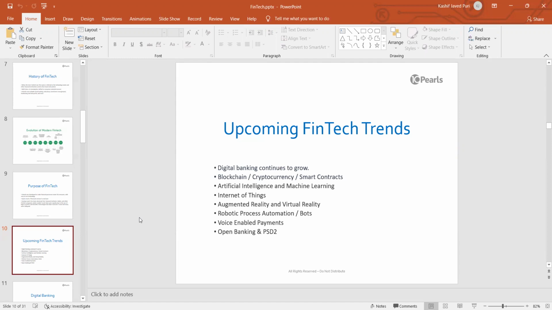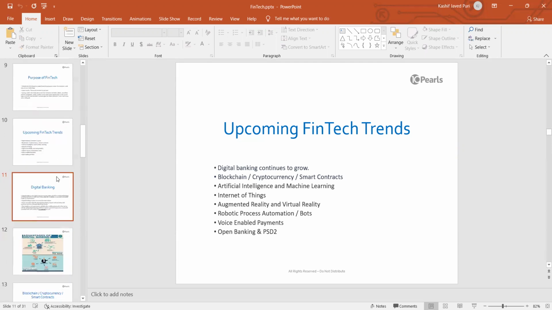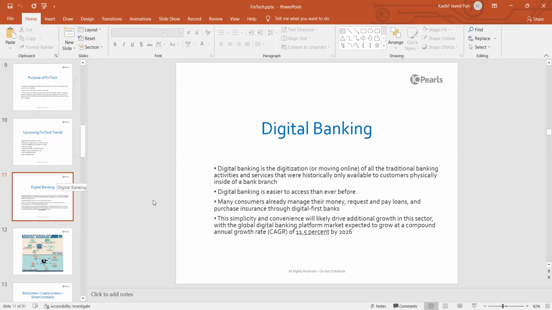So digital banking, as I already mentioned, is there already. On a daily basis, we are using mobile applications and internet banking. Digital banking means that all the services which in the past the bank used to provide on its premises, where you had to visit a branch for a particular task, can now be done via a mobile application or internet application. So digital banking is basically moving everything online.